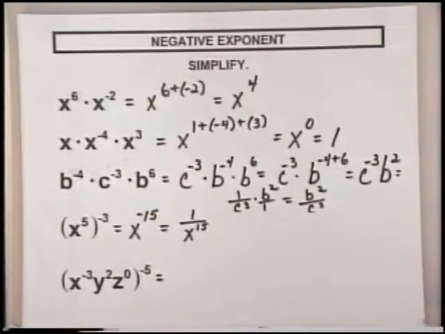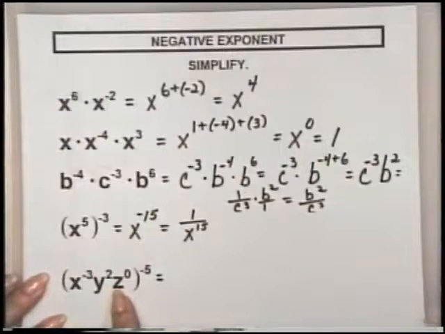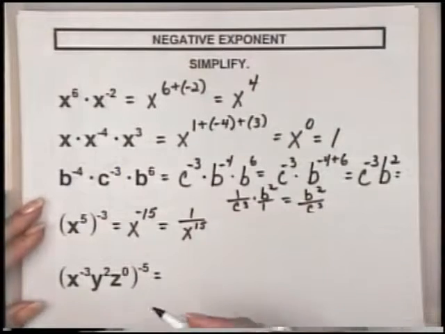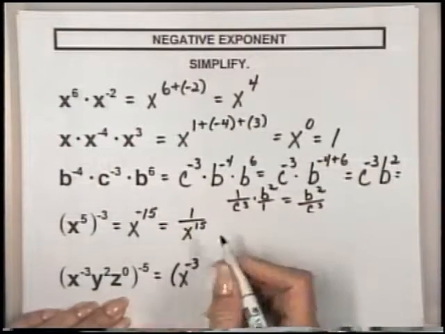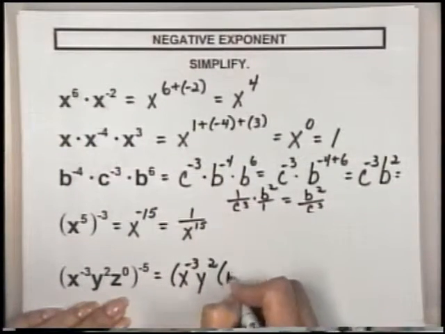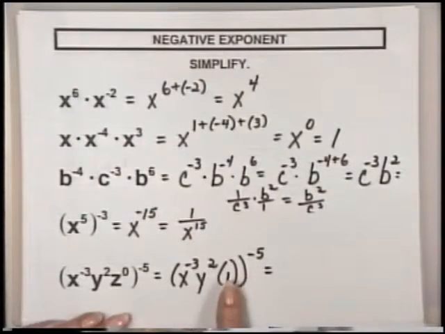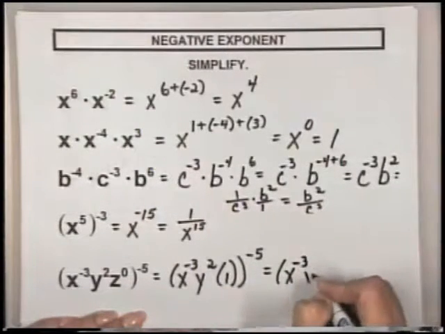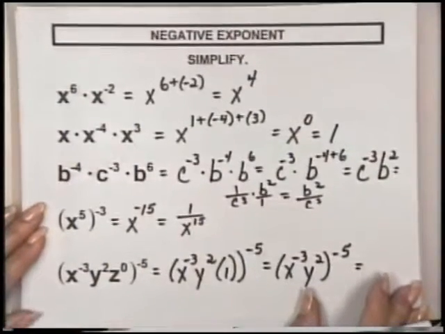Now, for this problem, the first thing I'm going to do is rewrite it. Look at the z to the 0. The 0 only applies to the z, and we know that any real number to the 0, as long as the real number is not 0, is 1. So what this problem means is x to the negative 3 times y squared times 1, and all that is raised to the negative 5th power. But I don't need the 1, so I will rewrite this as x to the negative 3 times y squared raised to the negative fifth.